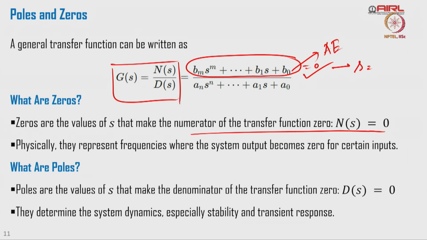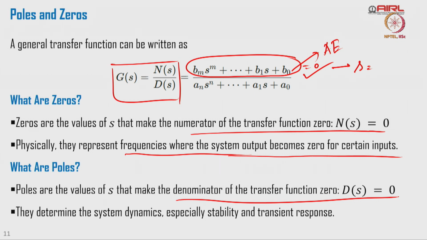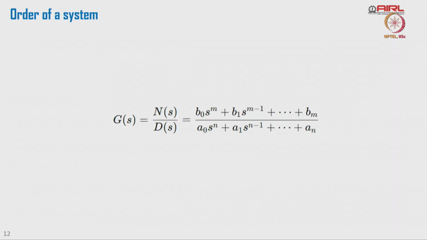Physically, they represent frequencies where the system output becomes 0 for certain inputs. Fine. Okay. Now, what are the poles? Poles are the values of s that make the denominator equal to 0. They determine the system dynamics, especially stability and transient response. Please read in detail from the reference books.